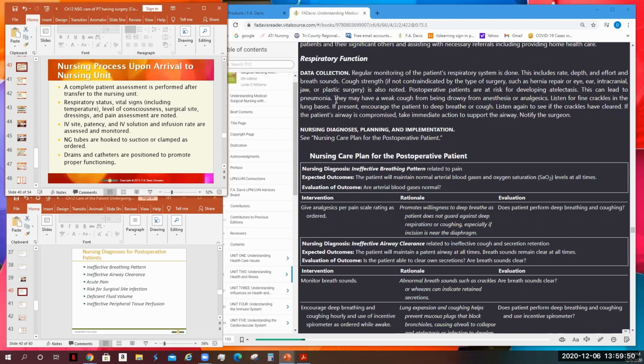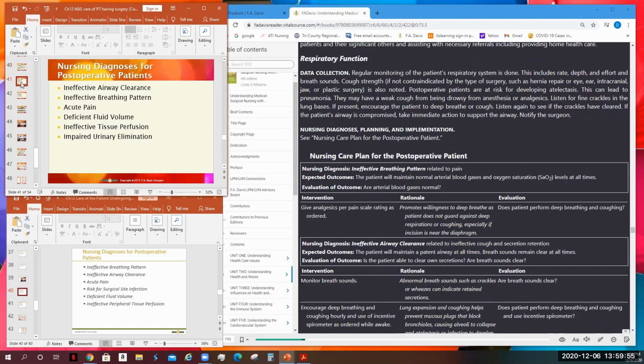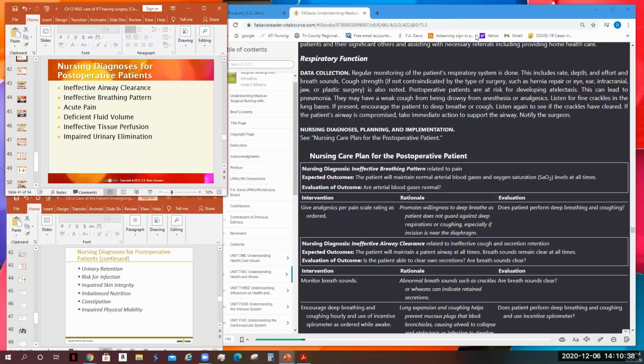Respiratory function, data collection. Regular monitoring of the patient's respiratory system is done. This includes rate, depth and effort, and breath sounds. Cough strength, if not contraindicated by the type of surgery, such as hernia repair or eye, ear, intracranial, jaw, or plastic surgery, is also noted. Postoperative patients are at risk for developing atelectasis. This can lead to pneumonia.